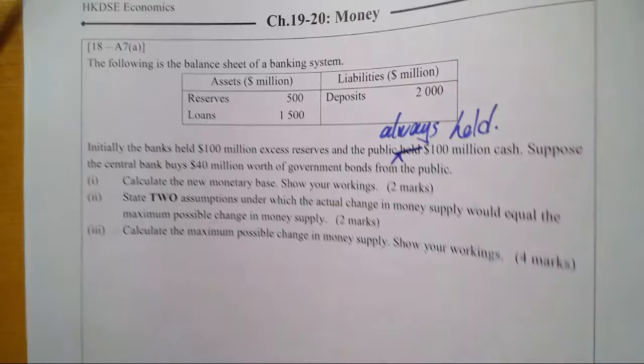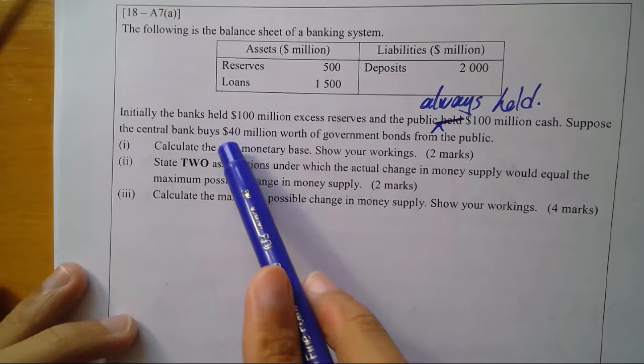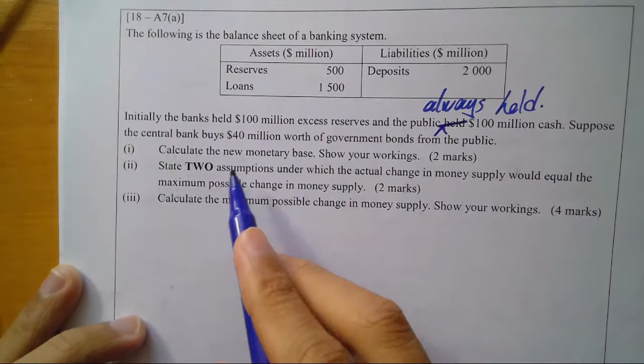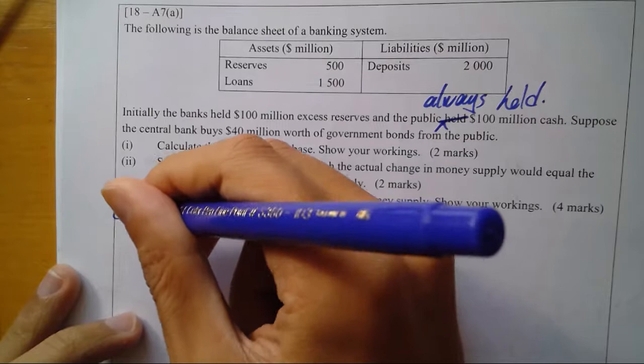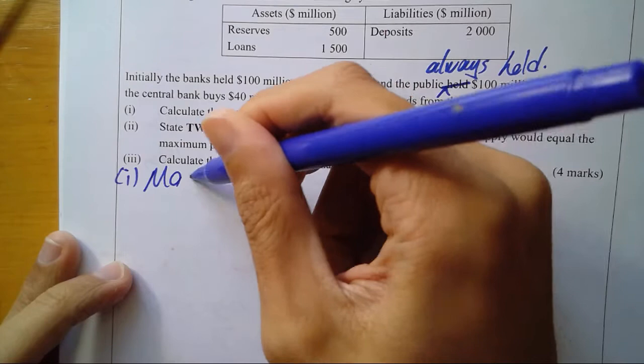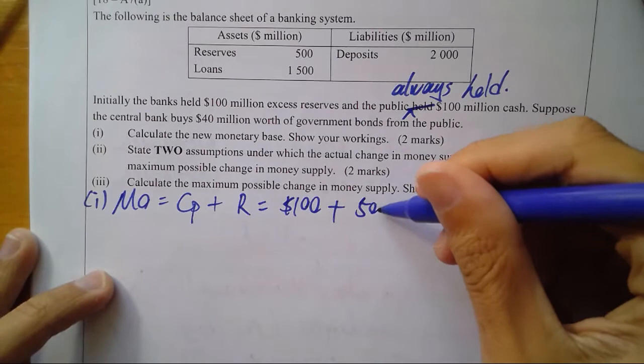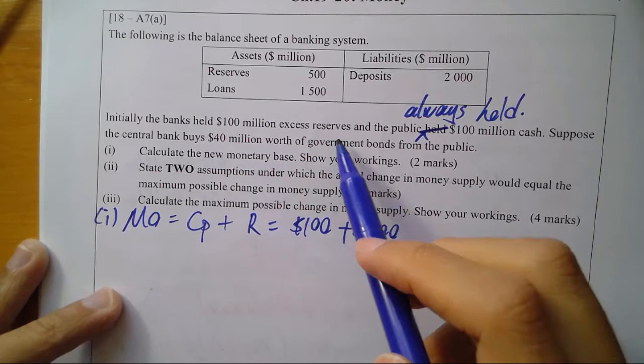Now, you see, this is the balance sheet. Now, initially, held excess reserve, and supposed the central bank buy, 好多嘢係咪啊? Now, here, part one, calculate new monetary base, show our working. Okay, now, part one, let's see. New monetary base, M0, CP plus reserve, right? Now CP, always hold, 100. Reserve used to be 500. Now what happens? Central bank buys from public, meaning, what does that mean?